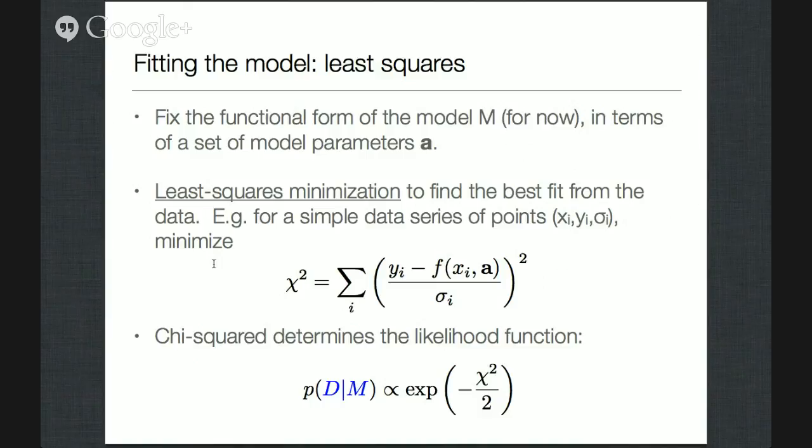To find the best fit, we construct this chi-square statistic. If I have a simple data set, just a set of points X and Y, and I have some error bar sigma on the points Y, then this is the chi-square statistic, just the deviates of the data from the model normalized by the error bars. And this determines that likelihood function that I gave you on the last slide. The likelihood is just proportional to e to the minus chi squared over 2. So to maximize the likelihood of the data given the model, we just minimize chi squared. So that's how it works in practice.